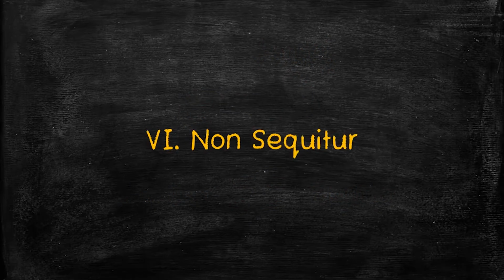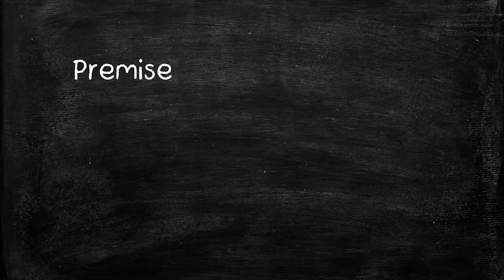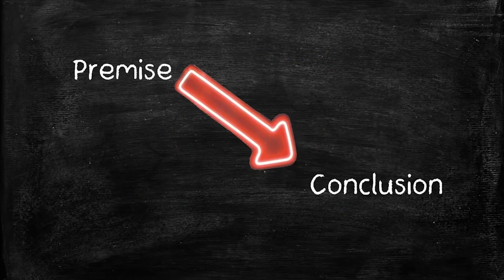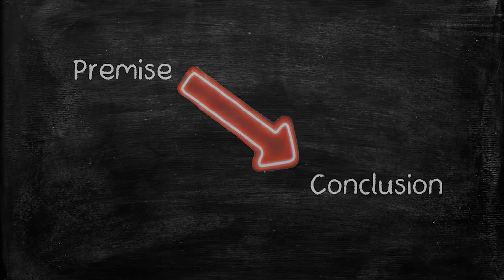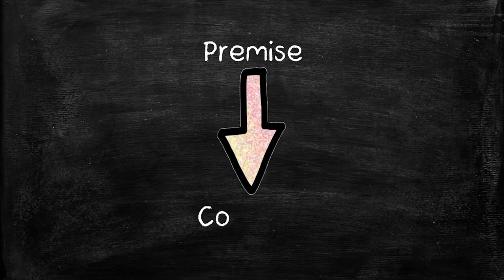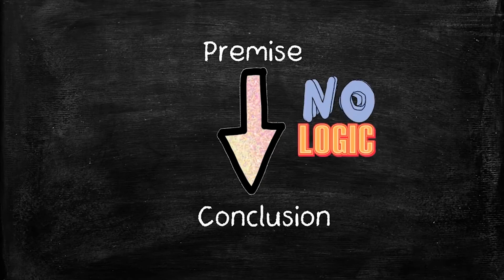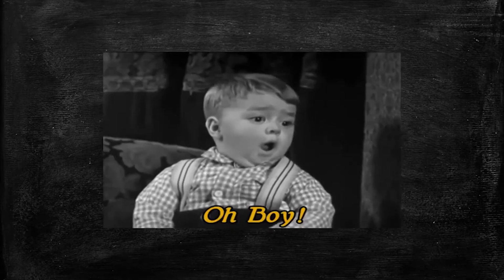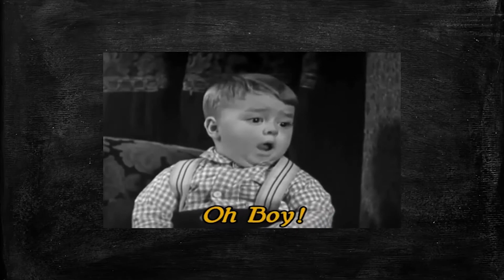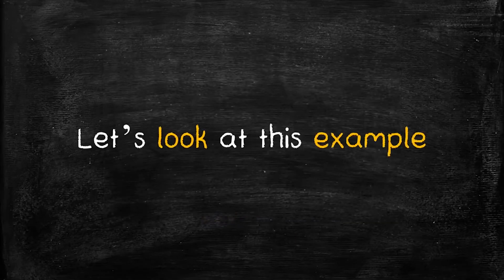Non-sequitur. This refers to making an argument by stating a conclusion right after presenting the premise, even though the conclusion cannot be logically drawn from the premise. Oh boy, wonder where that happens all the time. Let's look at this example.